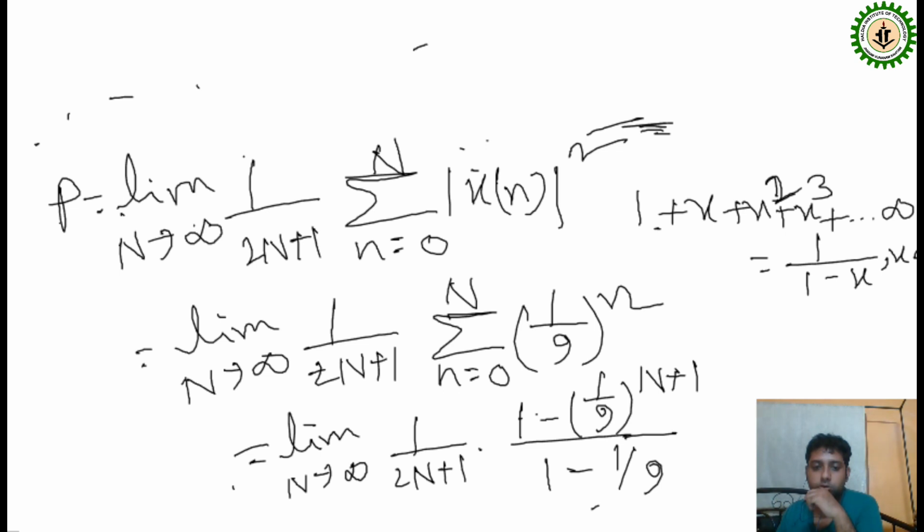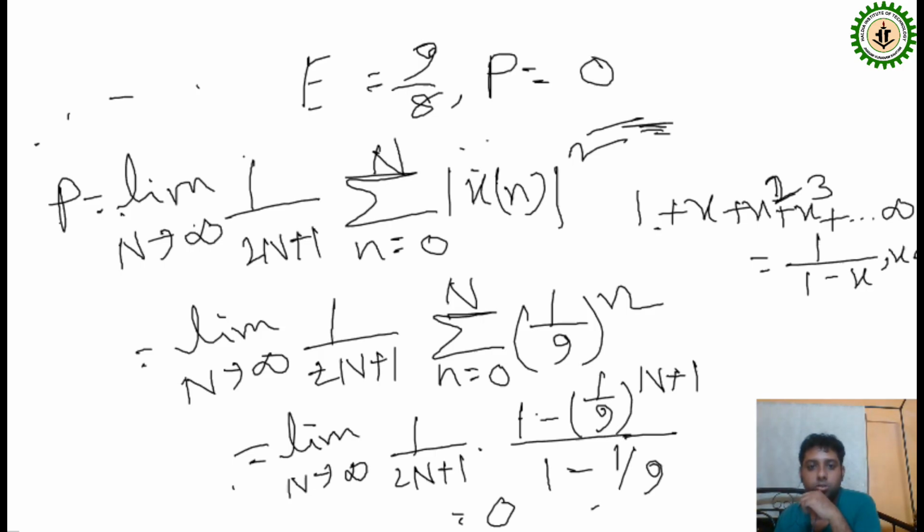So here N tends to infinity means 1 by infinity, that means 0. So finally we are getting energy equal to 9/8 and power equal to 0. So here energy is finite and power is equal to 0. That's why that type of signal is called an energy signal.